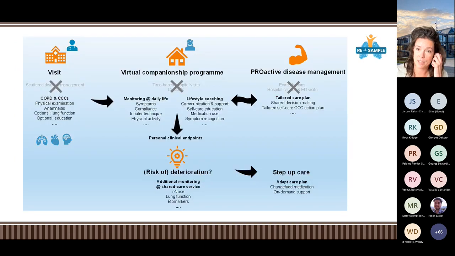So we hope that by having Resample, we put the virtual companionship program really central. That means that Maria will monitor her symptoms in daily life continuously, but also that she's supported in her lifestyle and in her self-management continuously. Based on all the data that is gathered and based on the intervention outcomes, we can determine personal clinical endpoints for Maria and can detect a risk of deterioration of one of these diseases. So in this way, we know much faster than in current care how Maria is doing, and we can also step up care if needed. And we can provide a much more tailored care plan because we know a lot more about Maria and she also knows a lot more about how to self-manage her disease.